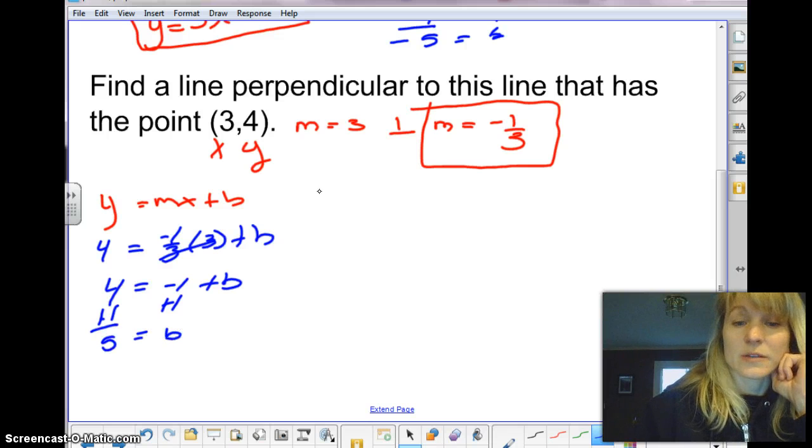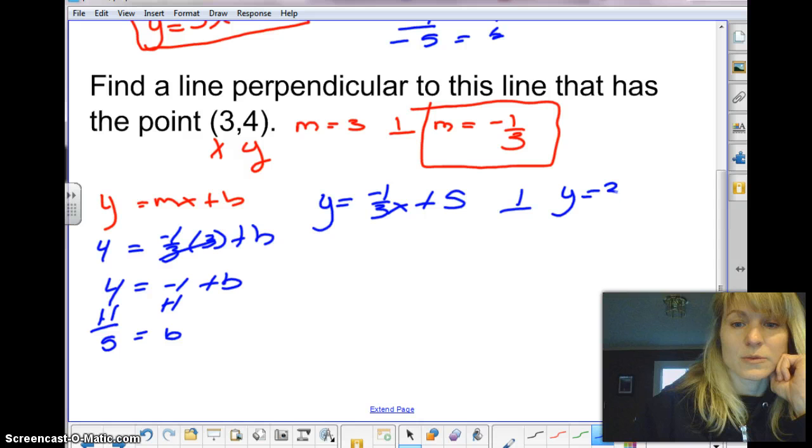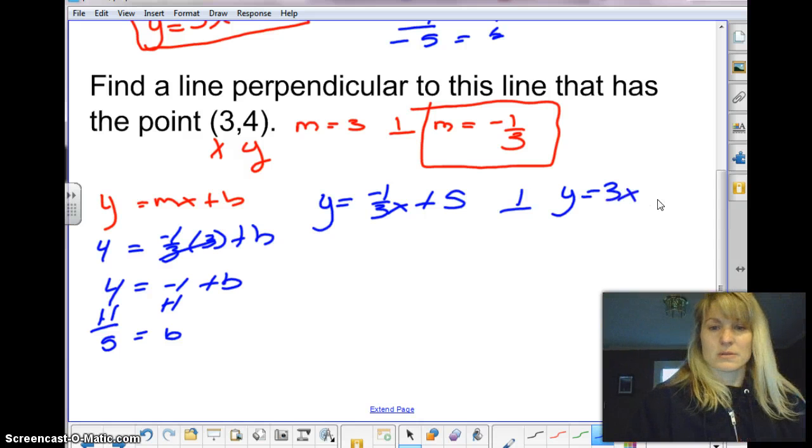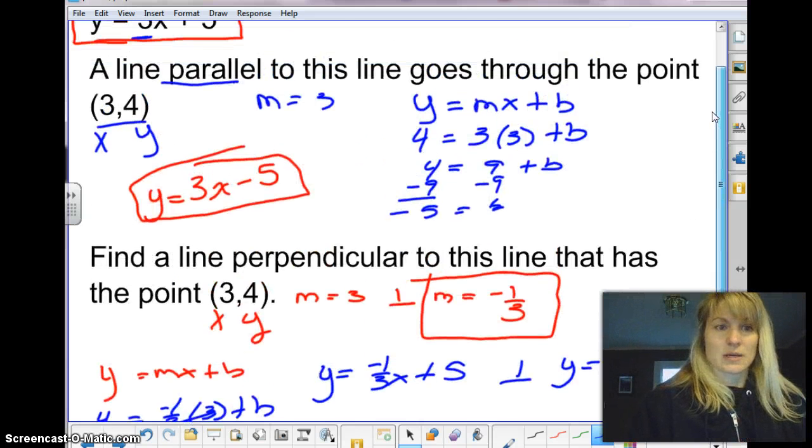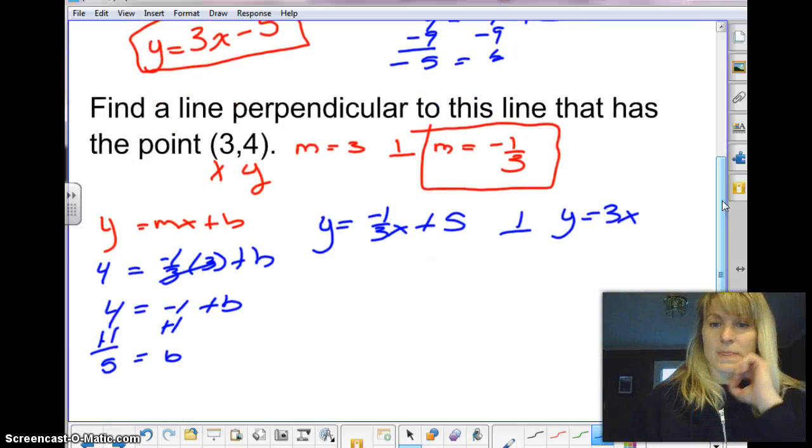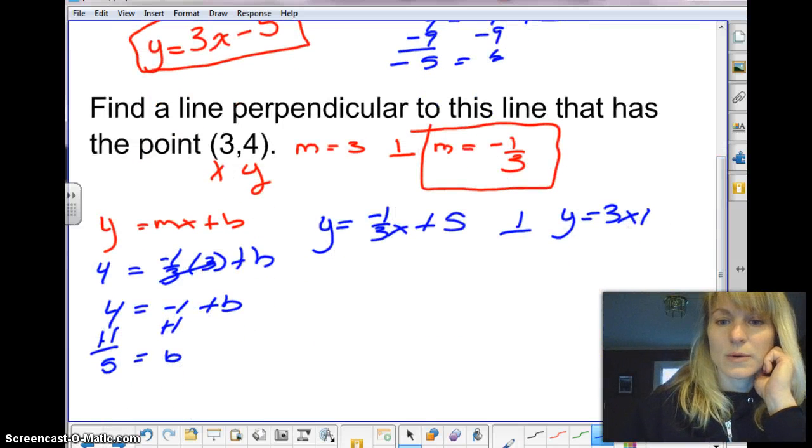So then my equation of this perpendicular line is going to be y equals negative 1/3 x plus 5. That one is perpendicular to our original, which was y equals 3x plus 5. Okay, and we're going to work on this a little bit more in class.